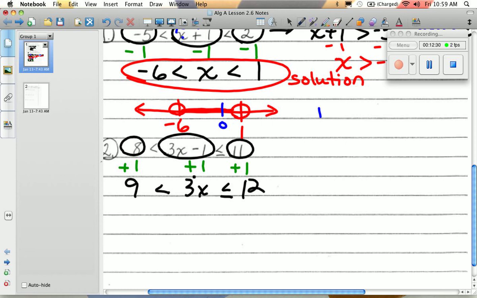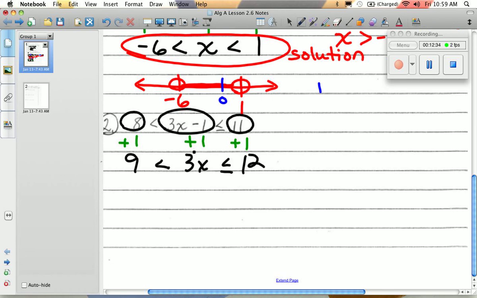So what do you suppose we should do next? Divide by 3, because it's not just a 1x in the middle, it's a 3x. So 9 is going to get divided by 3. Do we divide by a negative? No, so we don't switch the sign. 3x is going to get divided by 3.